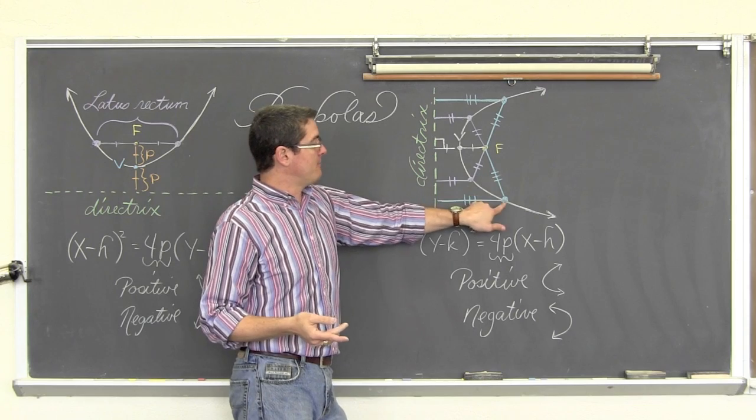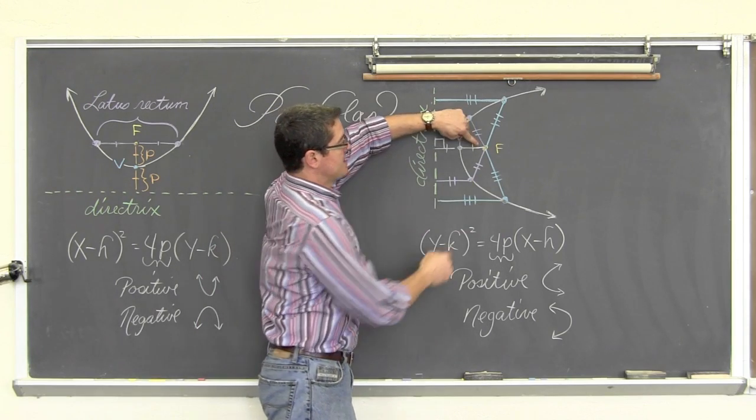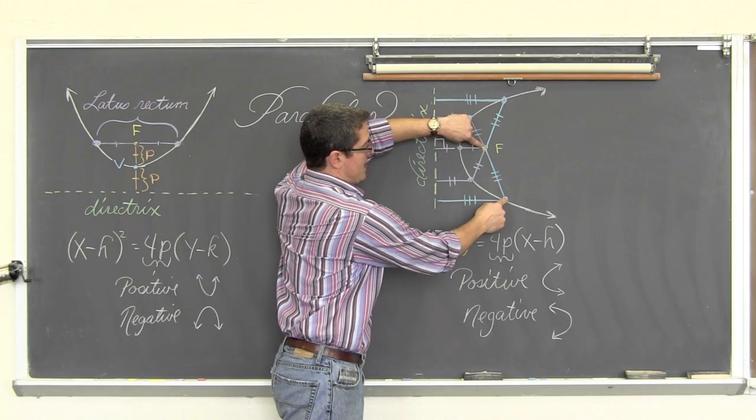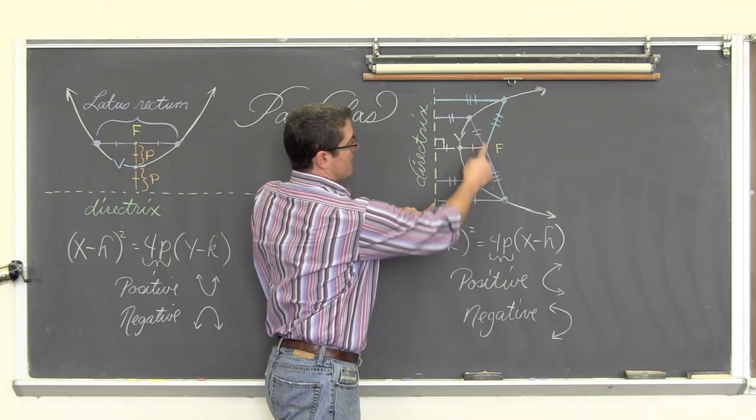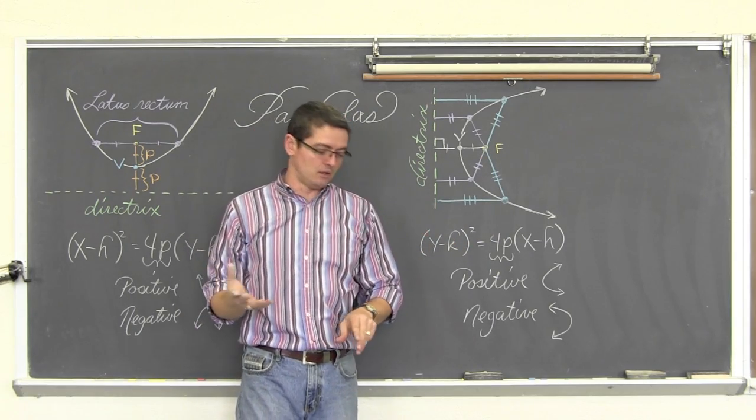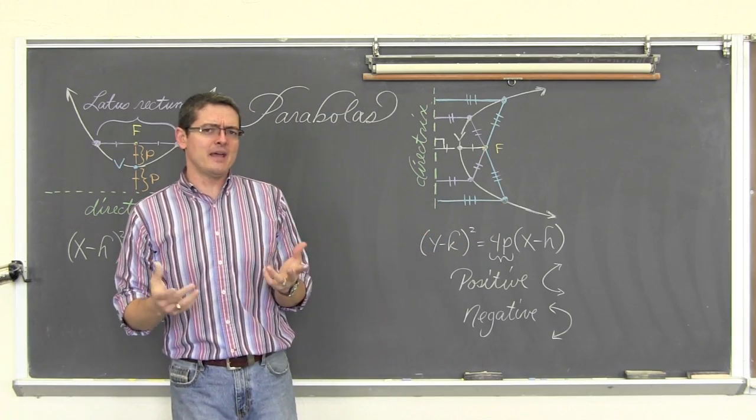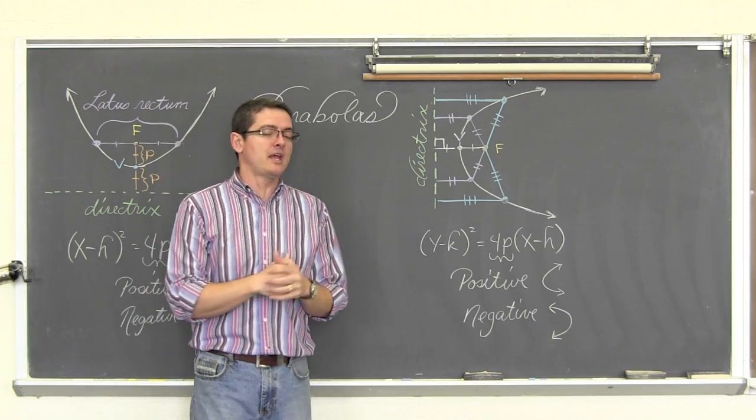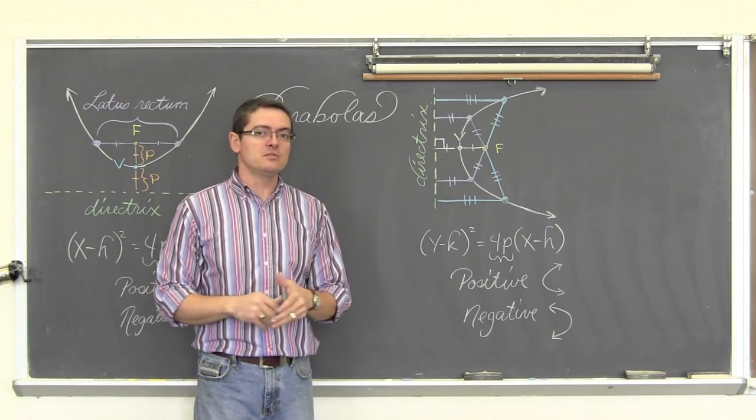But it doesn't matter what point you pick on the parabola. The distance from the focus to the graph and the graph to the directrix line are always going to be equal. So if you really wanted to make a nearly perfect drawing of a parabola, that's how you do it.